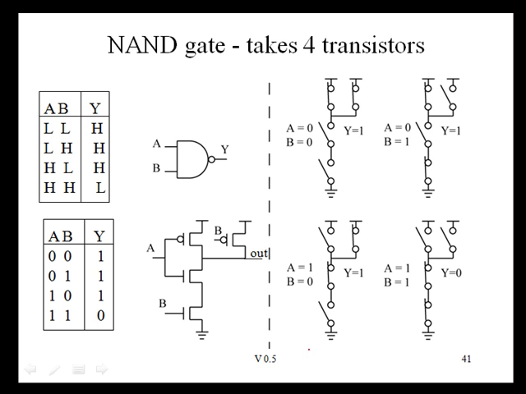This slide right here shows how to implement a NAND function. A NAND function takes exactly 4 transistors, 2 PMOS and 2 NMOS. You can verify that these switch configurations, based on the inputs, do implement the truth table for a NAND function. In the previous slide, we said that we could think of a NAND function as an AND gate followed by an inverter, but that's actually incorrect. A NAND function is directly implemented by 4 transistors as shown here.